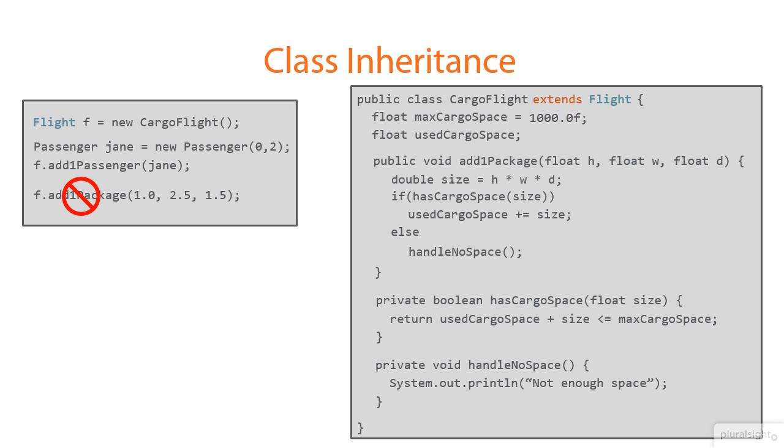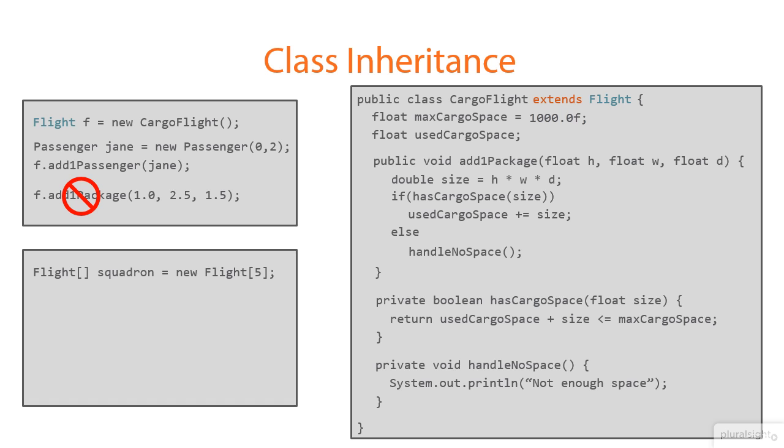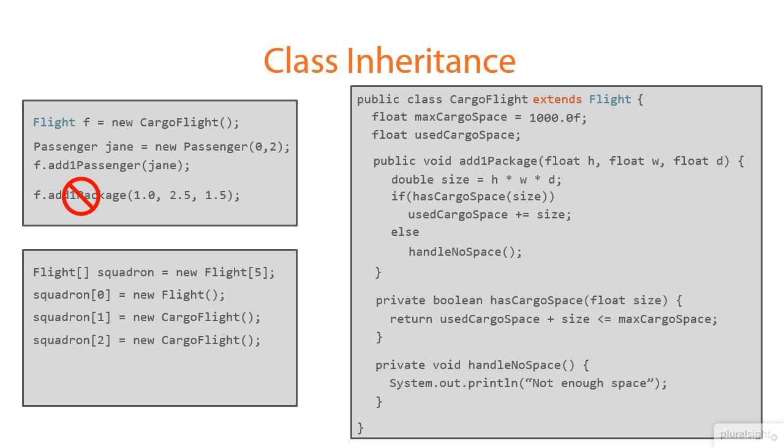The value of this capability, though, is it allows us to perform flight-based actions without being concerned about the specific type of the instance. Right? So we think about a situation like this. Say we create an array of flights. We'll call it squadron. It makes room for 5 flights. Well, we could have the first member of that be an instance of the flight class, the next member be an instance of the cargo flight class, and keep mixing that up. So we have another cargo flight, a flight, and then another cargo flight.